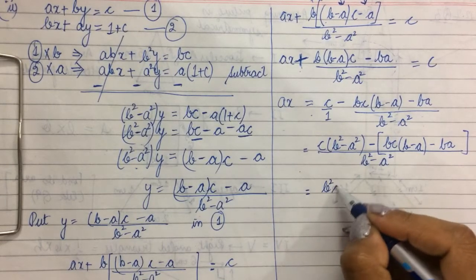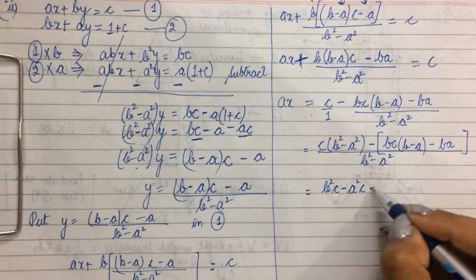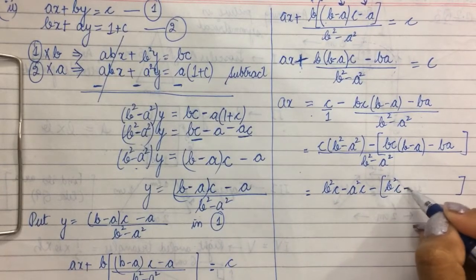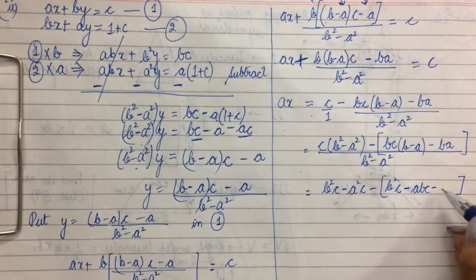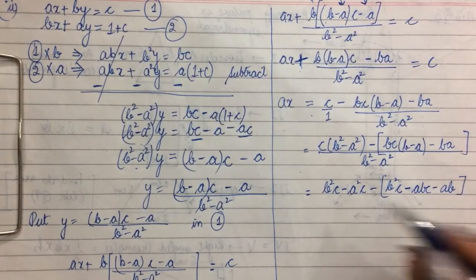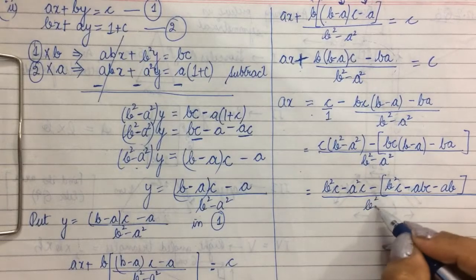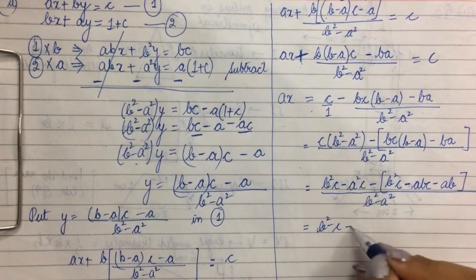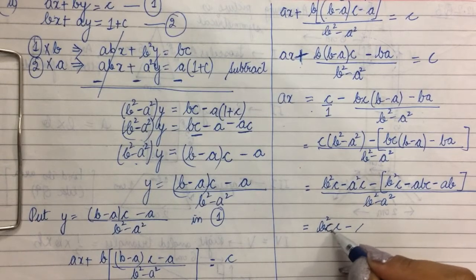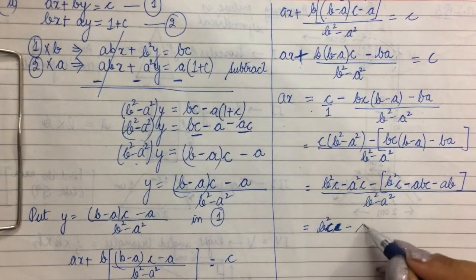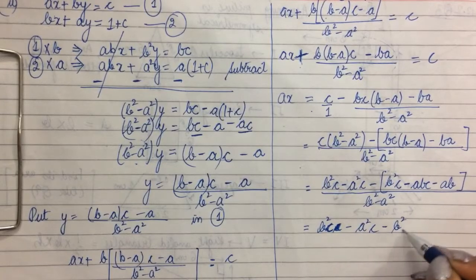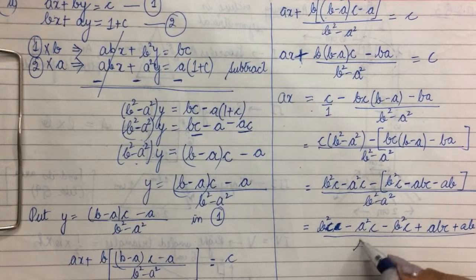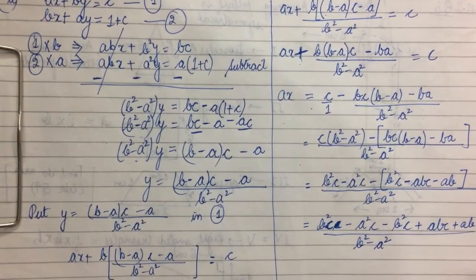This becomes b square c minus a square c minus, inside the bracket I get b square c minus abc minus ab or ba, and the denominator b square minus a square equals, opening the brackets, this is b square c minus a square c minus b square c plus abc plus ab, in the denominator b square minus a square.